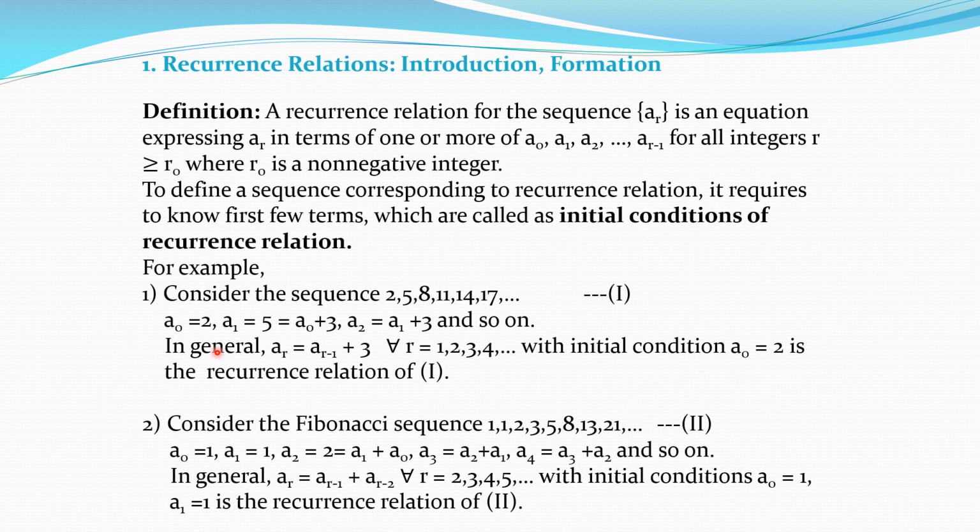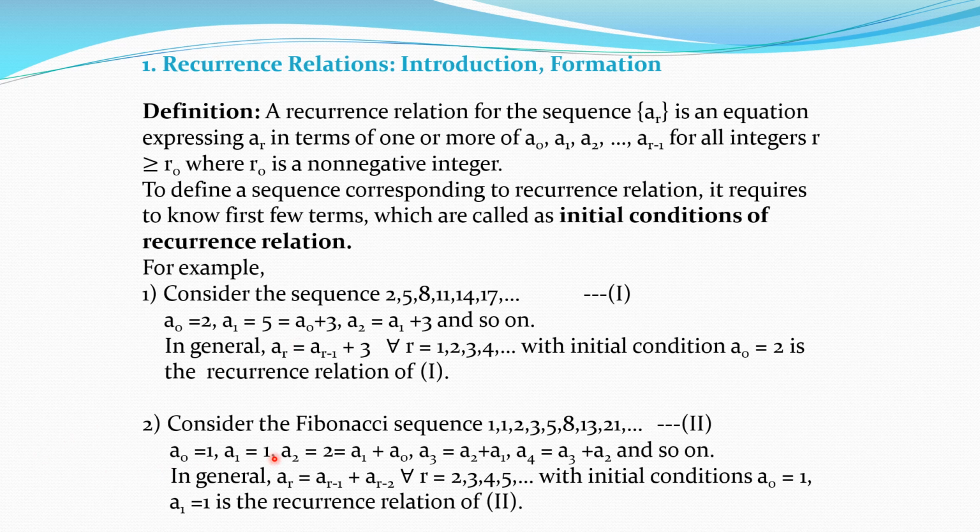Now from which term onwards can we find the terms? This is from the second term, but we are numbering like a_0, a_1, a_2, a_3 and so on. So this is for r equal to 1, 2, 3, 4 and so on, and a_0 is equal to 2, that is the initial condition. So once we are given a_0 equal to 2 and this recurrence relation, we can find all the terms a_1, a_2, a_3, a_4 and so on. So this is the recurrence relation.